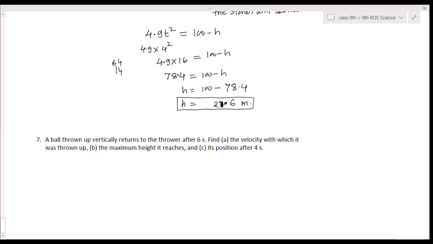No, third part. Its position after 4 seconds. Ma'am, can you do the second part? 44.1, right? Yeah, 44.1. Listen, with 1 second, you have to calculate maximum height it reaches. H is equal to ut plus half gt square. G is negative. You have already calculated.